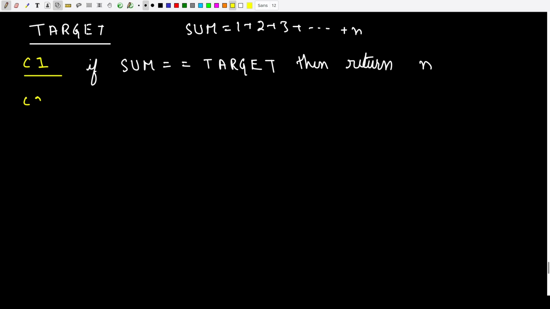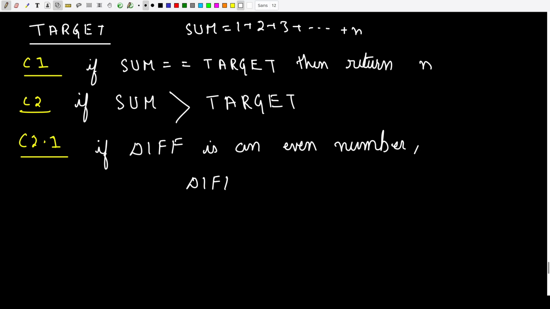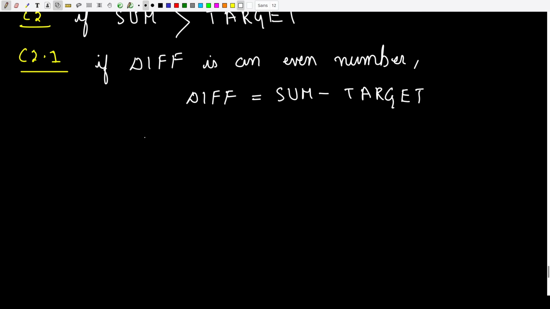The second case is if sum is greater than target. So now if sum is greater than target, we have two cases. The first case is if diff is an even number. And what is diff? Well, diff is equal to sum minus target. So if diff is an even number, then we just have to return n, right? Because just by flipping the number, and what number needs to be flipped is given by the equation which we discussed.